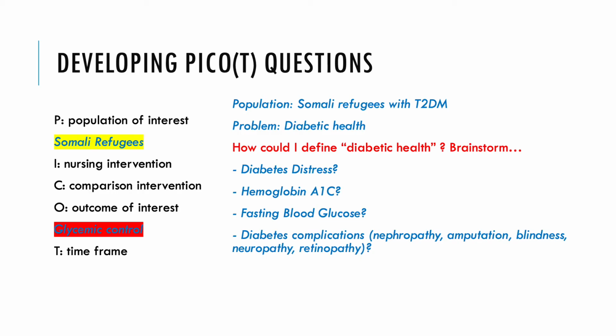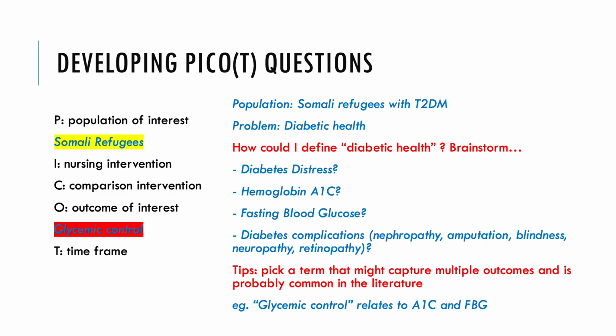Well, diabetic health can be measured in a lot of ways. Diabetes distress is something we can look at, the distress caused by having diabetes, hemoglobin A1C levels, fasting blood glucose. Maybe I want to know about their diabetic health from the complications that they've had from diabetes. So as I think about these, I might come up with a term that maybe captures one or two of them and is still very specific.